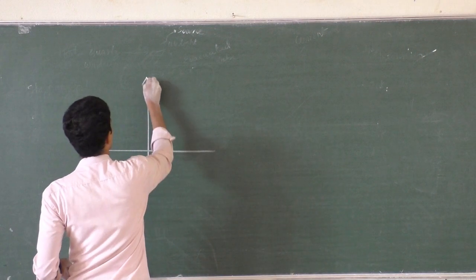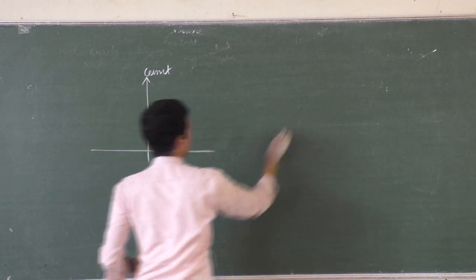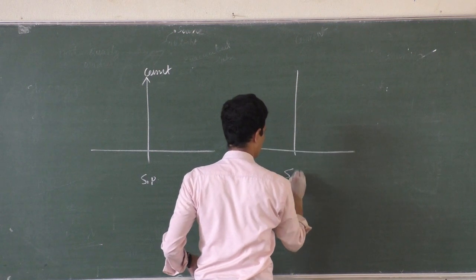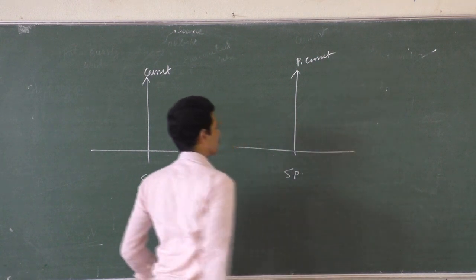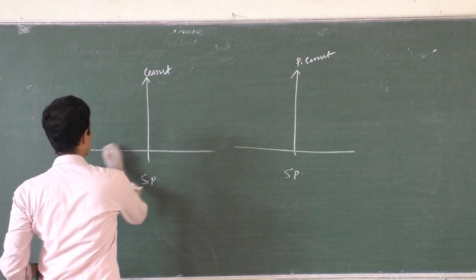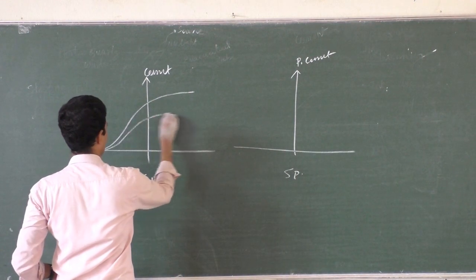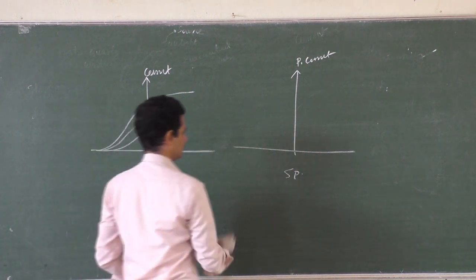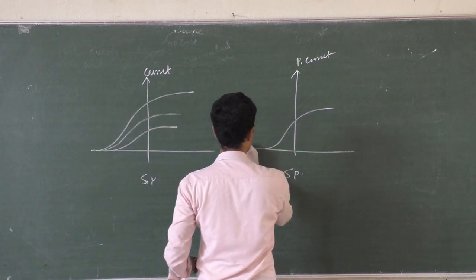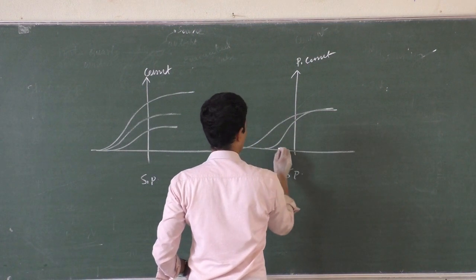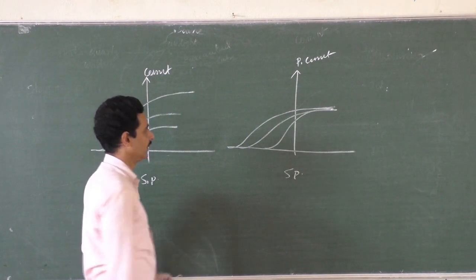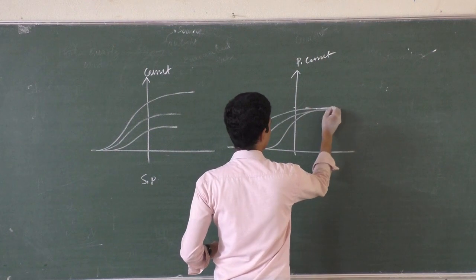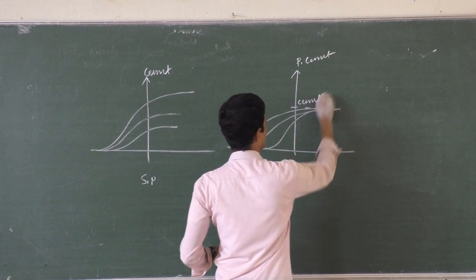Stopping potential versus photoelectric current. A graph like this, a graph like this, a graph like this. A graph like this, a graph like this, and a graph like this. What is the difference? All the graphs are landing in the same current. What do you mean by that?